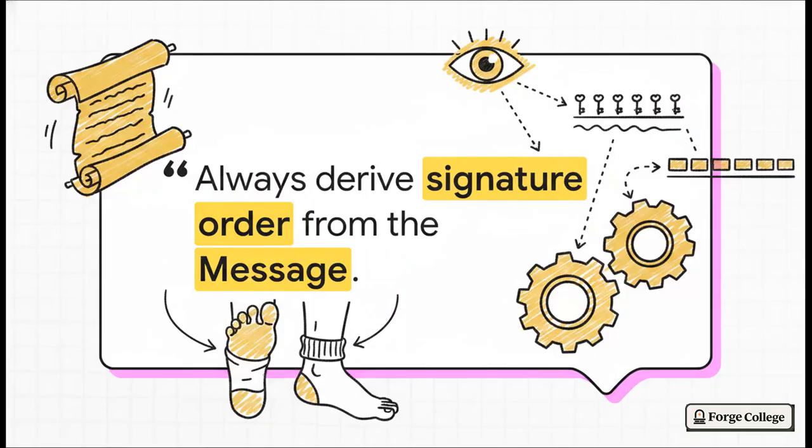Which brings us to a golden rule in Solana development. Signature ordering and the message account order are tightly coupled. You must always derive your signature order from the message. If your signature array doesn't perfectly match the message's account key ordering, it's like putting your shoes on before your socks. The whole thing will just fail. The network looks at the first account required to sign, and then it looks at the first signature provided. They have to match perfectly, for sure.